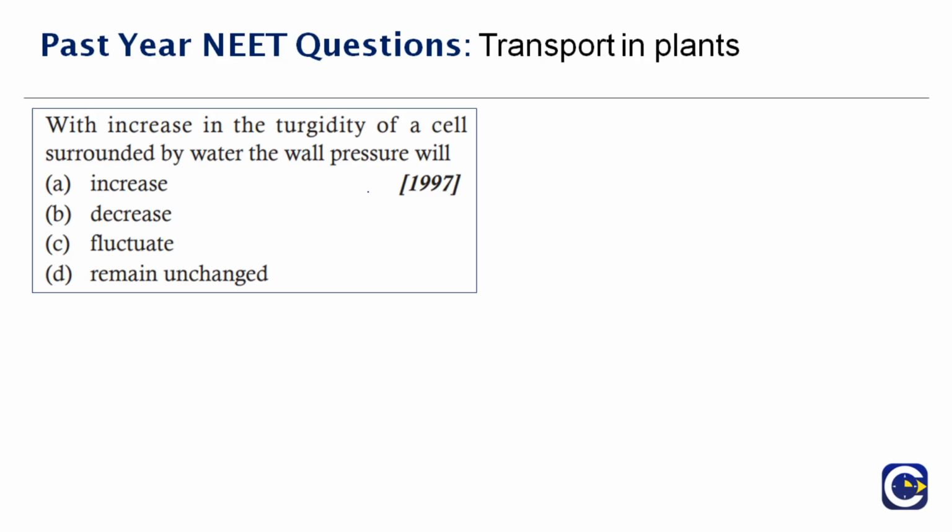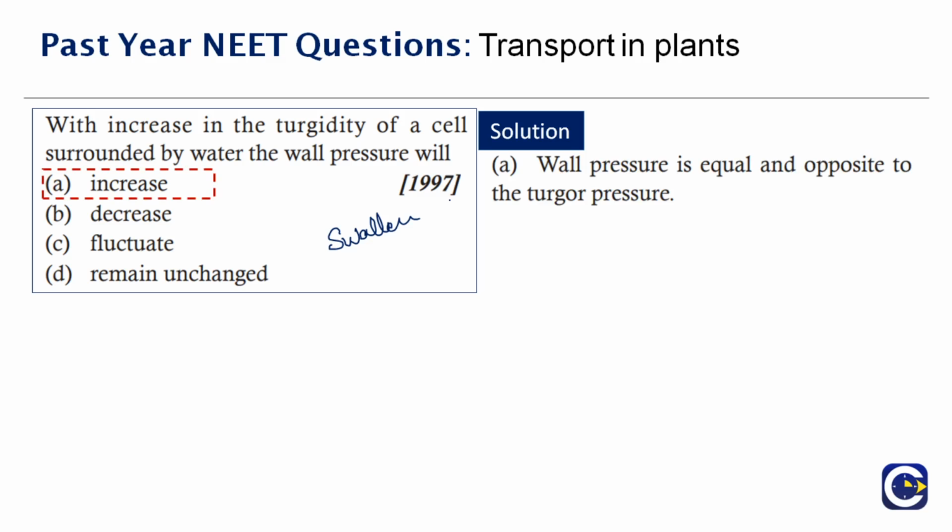What do you mean by turgidity? We already saw what is turgid pressure and osmotic pressure. What do you mean by turgid first? Turgid means swollen or distended, or you can say it is congested. Now turgid pressure also symbolically tells you that. With increase in the turgidity of the cell surrounded by water, the wall pressure will also increase. Why? It's already swollen, it will only try to expand. Therefore the answer is clear. With the increase in the turgidity of the cell surrounded by water, the wall pressure will also increase. Easy question in fact.